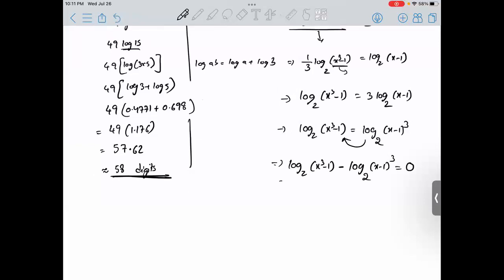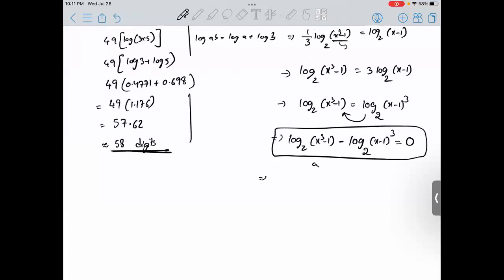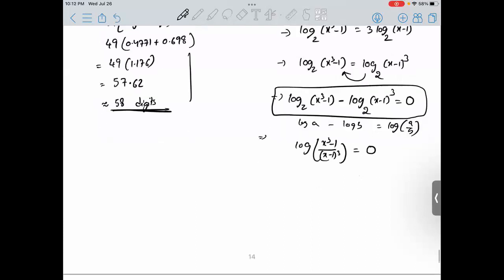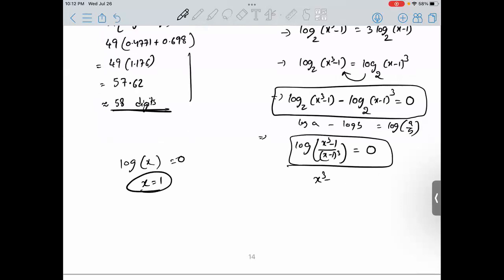Agree? Now log a minus log b equals log a by b. So log of x cube minus 1 divided by x minus 1 whole cube is equal to 0. Agree? Listen carefully. When will it become 0? Log of x equals 0 when and only when x equals 1. So when x cube minus 1 over x minus 1 whole cube equals 1.